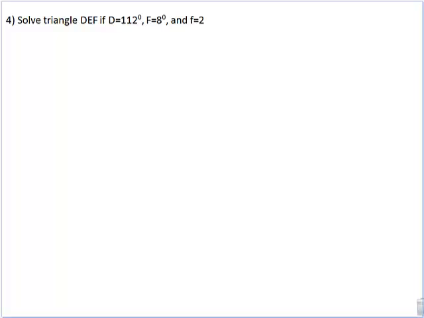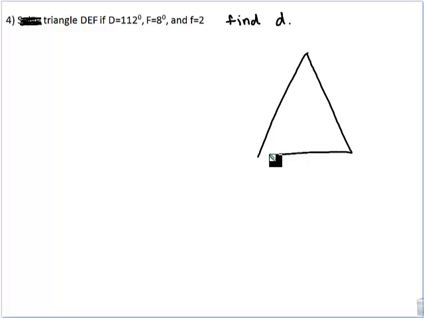We're going to change this to say find D. So triangle DEF. If D is equal to 112 degrees, F is equal to 8 degrees, and side F is equal to 2, we want to find side D. So draw your triangle out. D, E, and F.